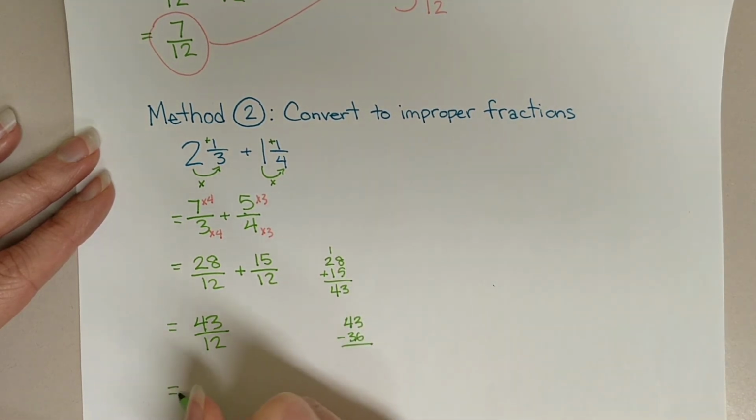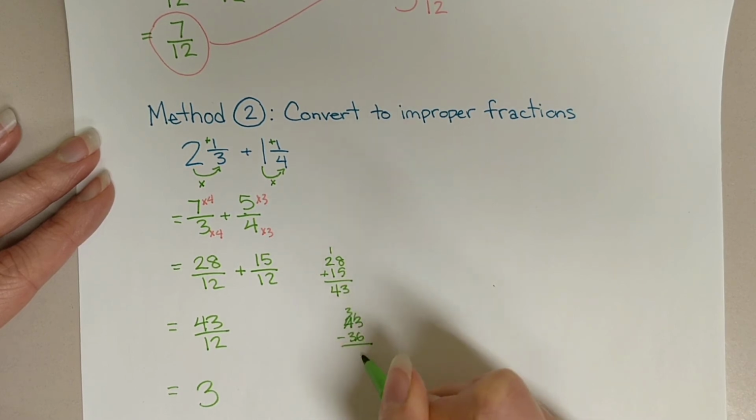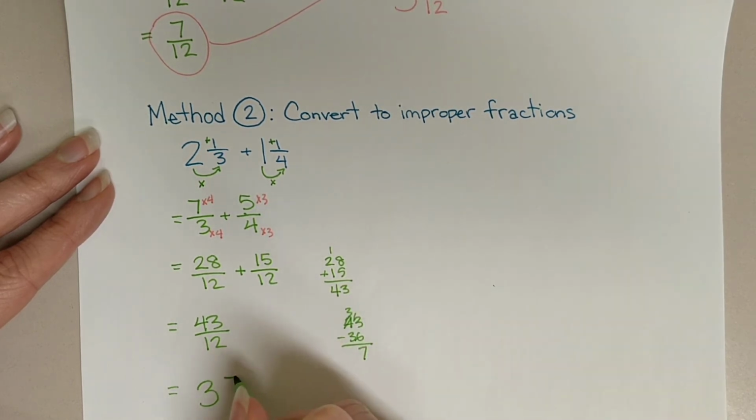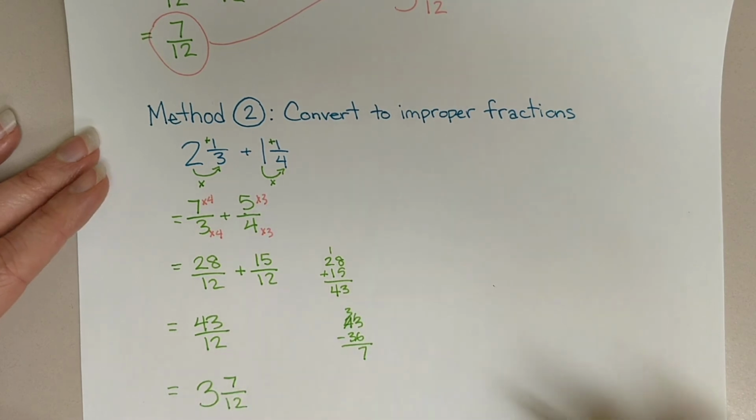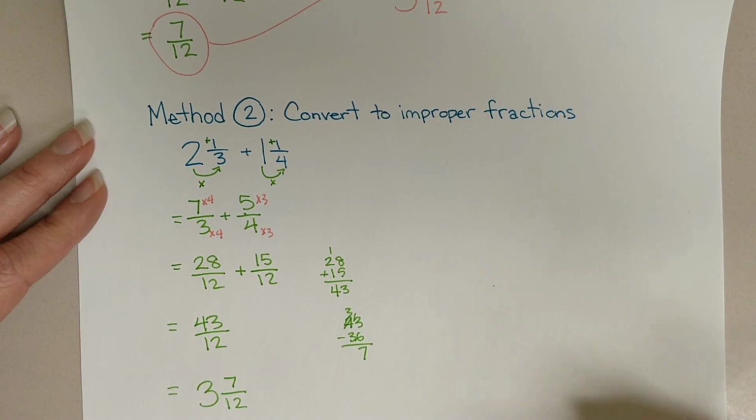I'm going to see what's left over. So it goes in 3 times, and I have 7 left over. So 7 twelfths. So we end up getting the same answer with both methods, and you can choose whichever method makes the most sense to you.